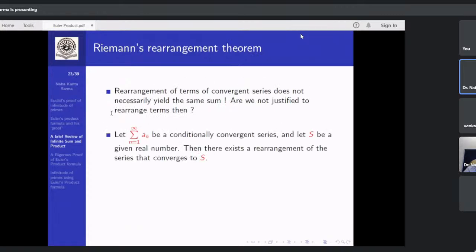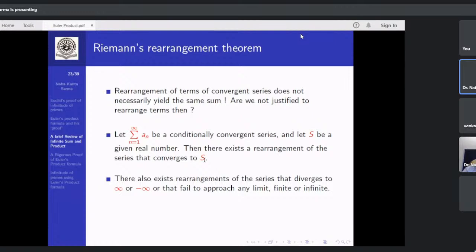But this was a famous rearrangement theorem of Riemann, which says that if the series is conditionally convergent, that means it is convergent but not absolutely convergent, and S is any real number you can give, then I can make a rearrangement of this series a_n so that the new rearranged series converges to S. The last example is only a particular case where I rearranged the series to get the sum 3/2 log 2. But not only that, I can rearrange the sum to get the sum 5 also, any real number. So this is a very strong and powerful result of Riemann.